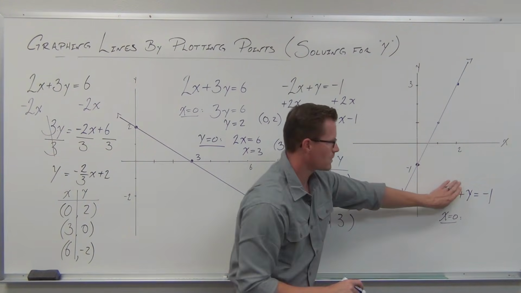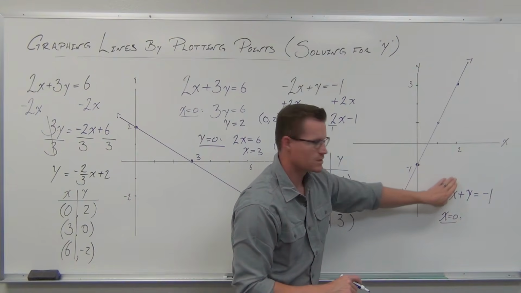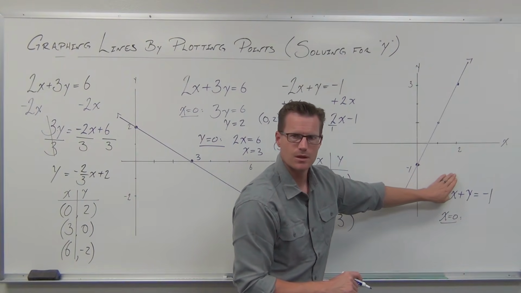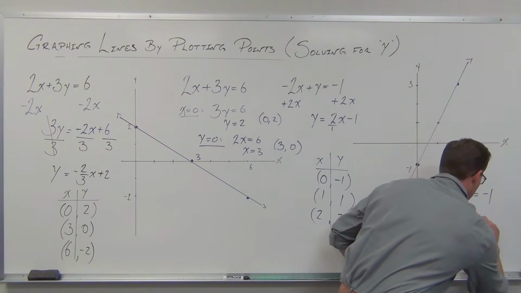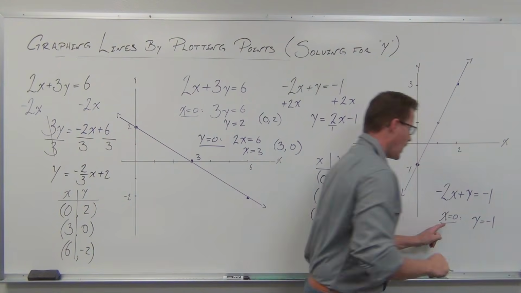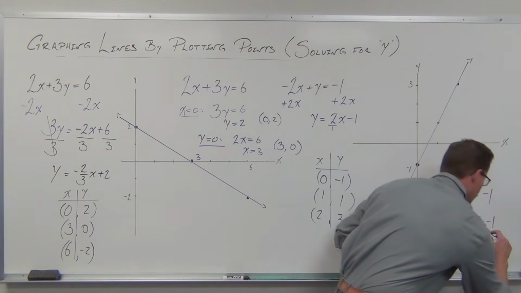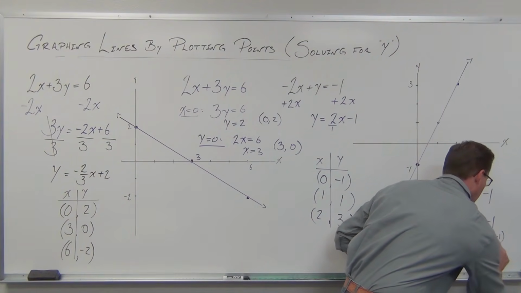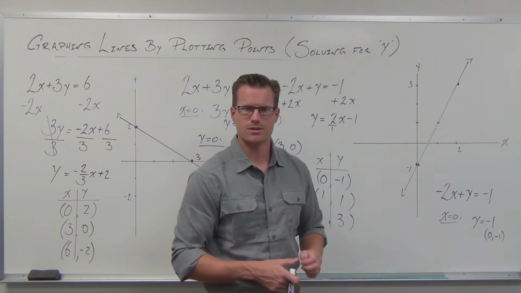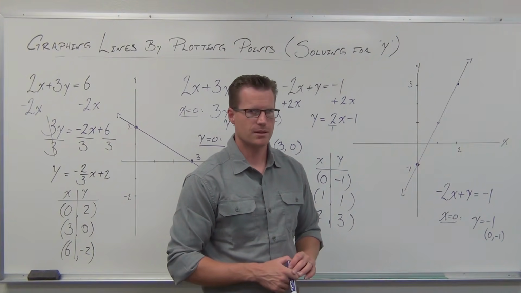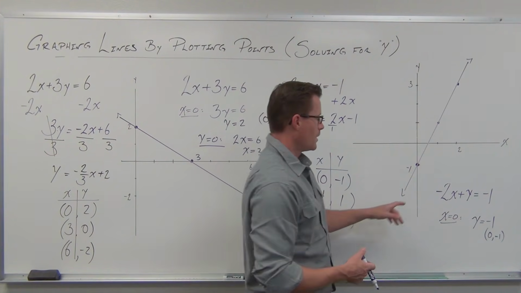If x equals 0, your 0 is gone. Negative 2 times 0 is 0. 0 plus y, y equals negative 1 when x is 0. That's what that says. 0 for x, negative 1 for y, you're done. That's your intercept. Notice how little work we did. This is 5-second graphing, guys.